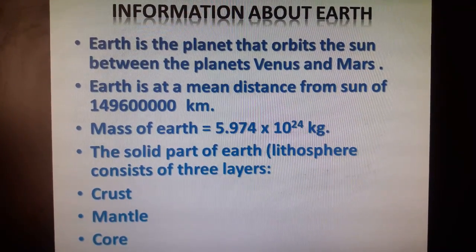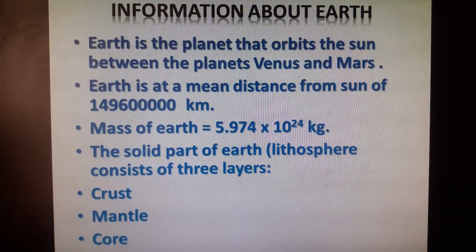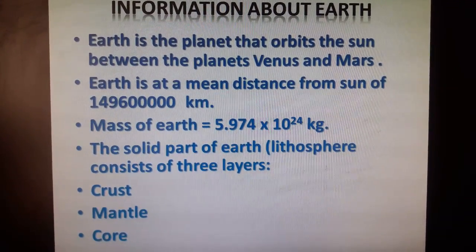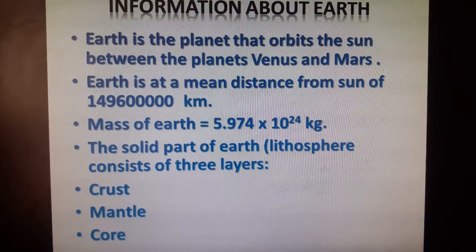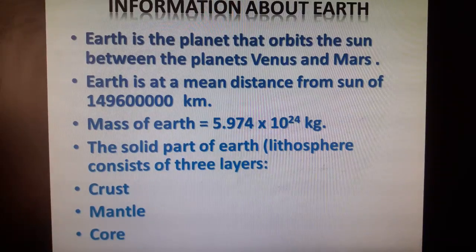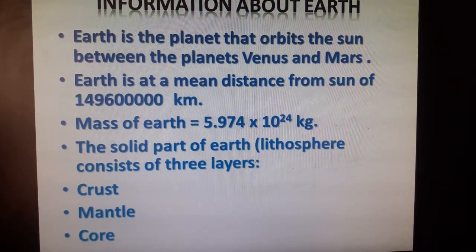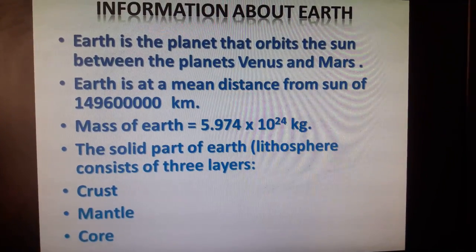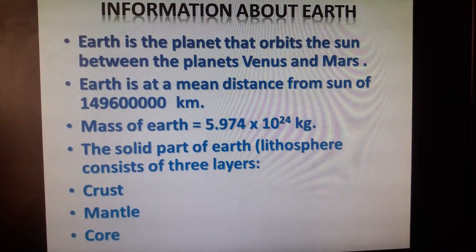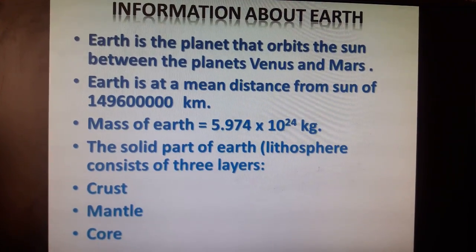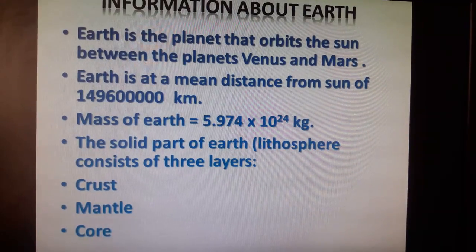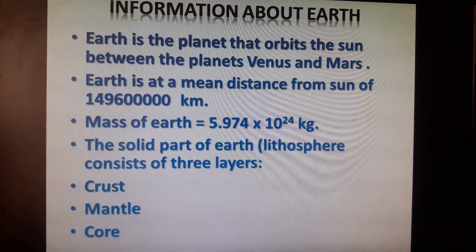Information about Earth. Earth is the planet that orbits the Sun between the planets Venus and Mars. Earth is at a mean distance from Sun of 149650 km. And mass of the Earth is equal to 5.974 into 10 to the power 24 kg.